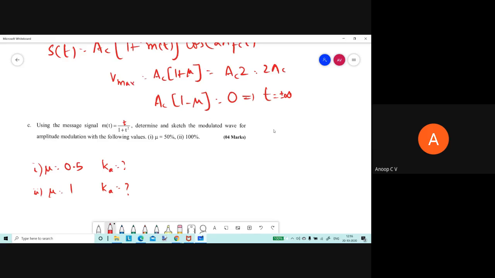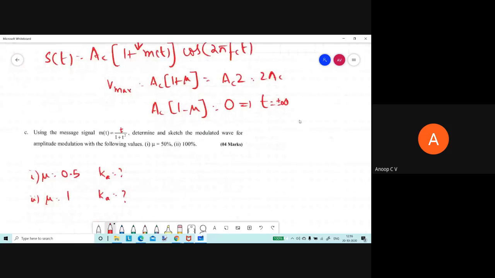Maybe how to plot this, that again I told. So 1 by 1 plus t square, how to plot this? We don't have GeoGebra and all. If a function is given, how to plot that function? Maybe we'll try with this, t by 1 plus t square. So this function is t by 1 plus t square.